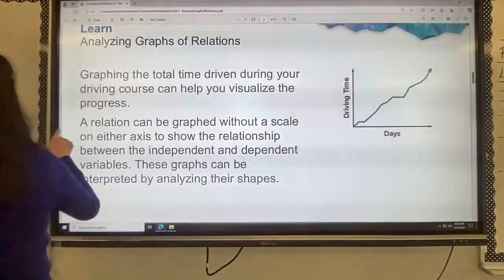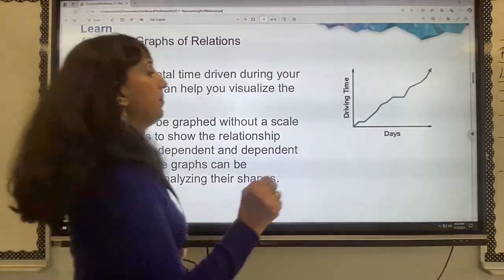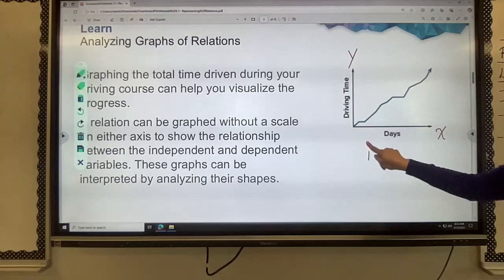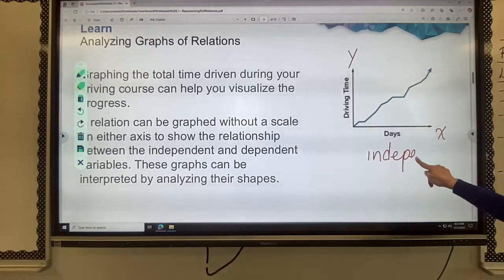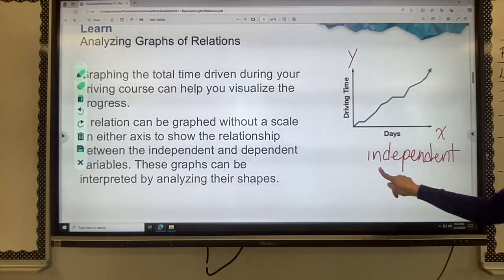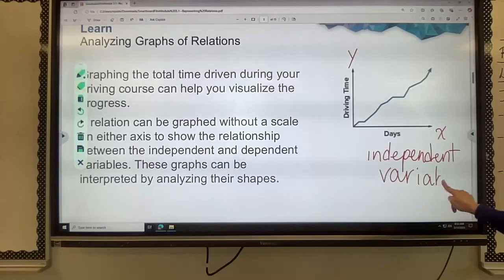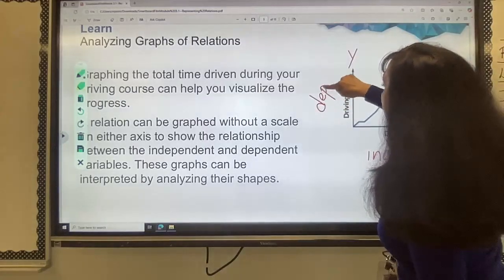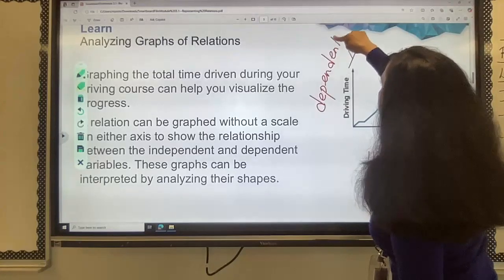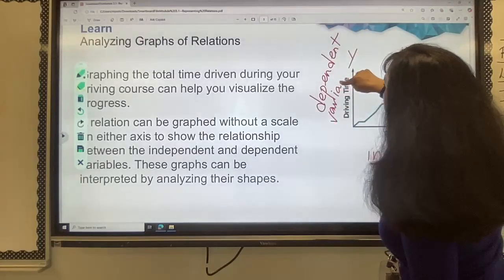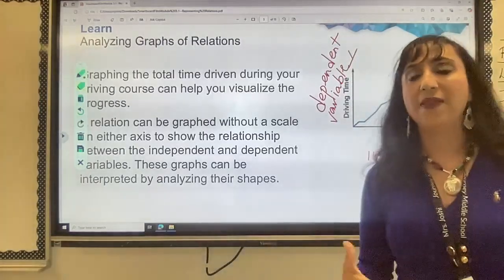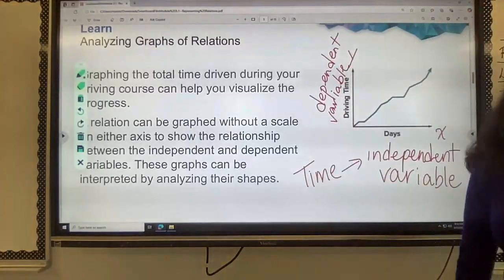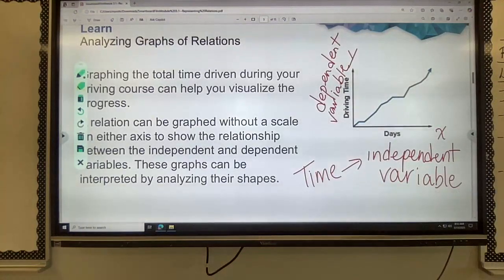The independent variable, which is usually x. Okay, so this is my x, this is my y. Independent variable is usually x. Okay, this is my independent variable, and we know that y depends on x, so y is the dependent variable. And I need you to remember that time is always the independent variable.